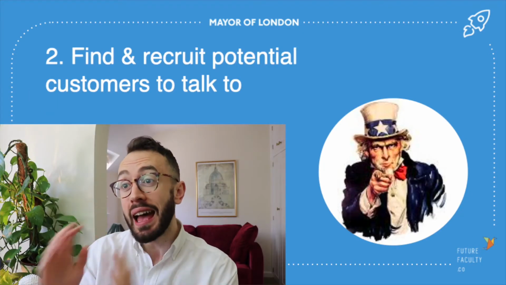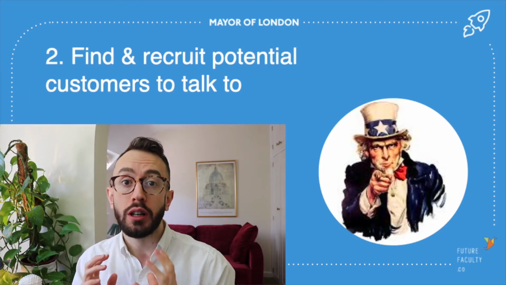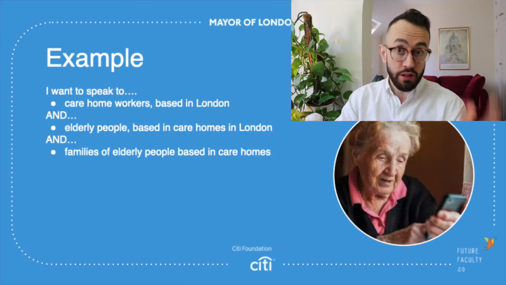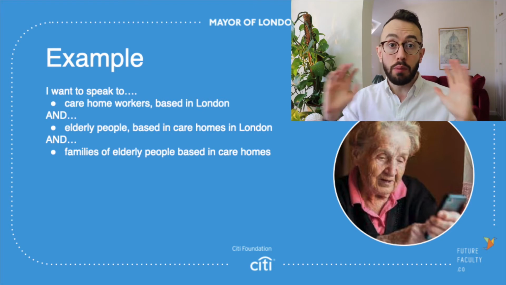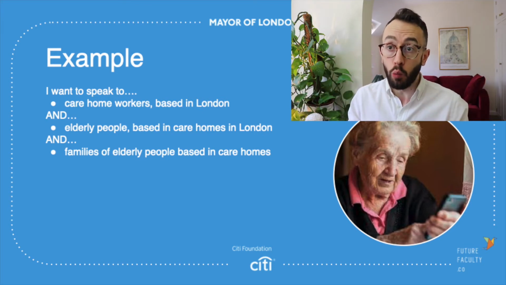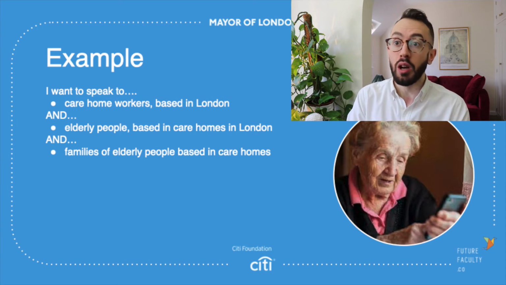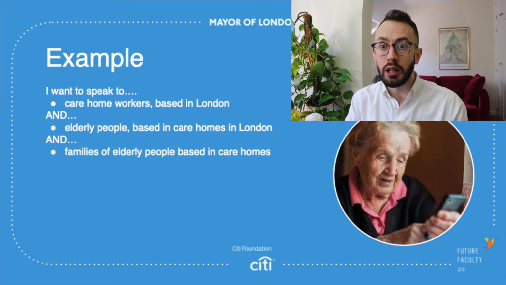Next up is how do we find and recruit customers to talk to. Using this example, we need to figure out AI, aging, and people in this space. So who might you speak to? Well, obviously it's Joan, that lady sitting inside a care home, but it's also care home workers.